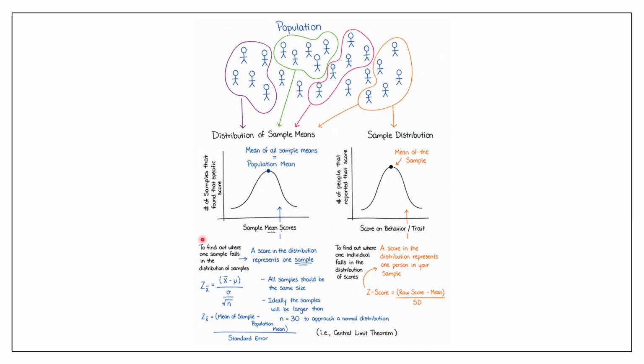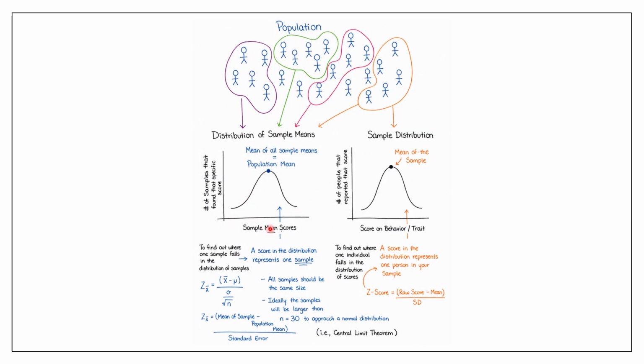The y-axis, again, is still representing the frequency. It's just that, is it the frequency of people who score at a specific level, or is it the frequency of the samples that have a very specific mean? So now it is a sample versus an individual. And again, we already learned how to calculate a z-score for an individual. Now we're going to be working with getting a z-score for a sample so that we can locate specifically where one of the samples falls in the distribution of sample means.